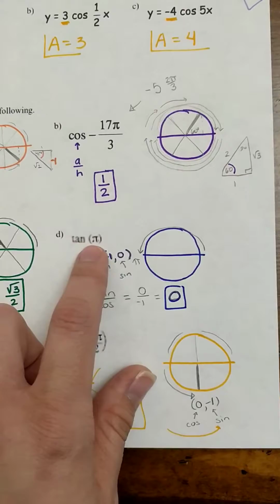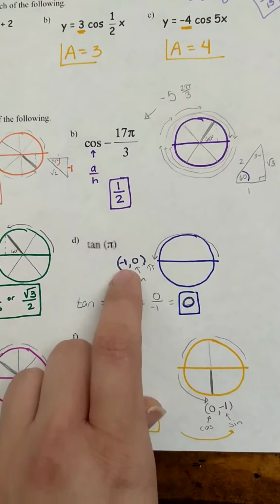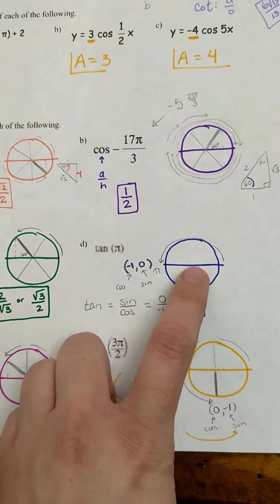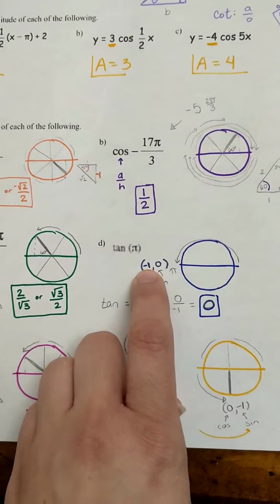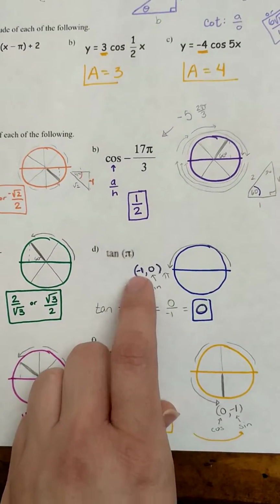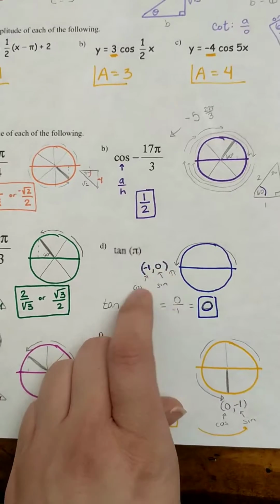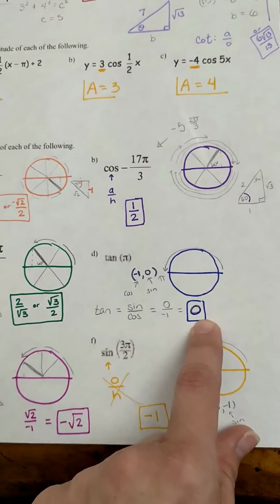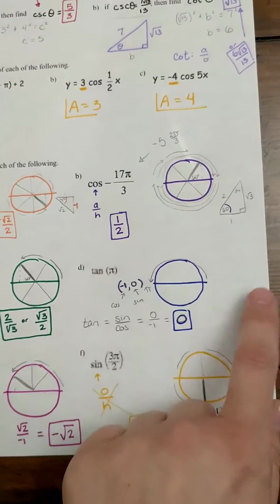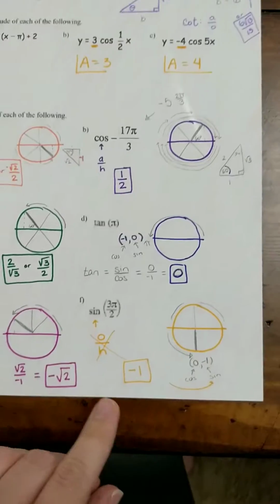This one actually falls on the axis. Tangent is the same as sine over cosine, and we know that our coordinates, because it's a unit circle with a radius of 1, are -1, 0. The first one is always cosine for all the coordinates. Second is always sine. So sine over cosine would be 0 over -1, which ends up being 0. If this had been cotangent, you would have had an undefined problem because the 0 would have been in the denominator.